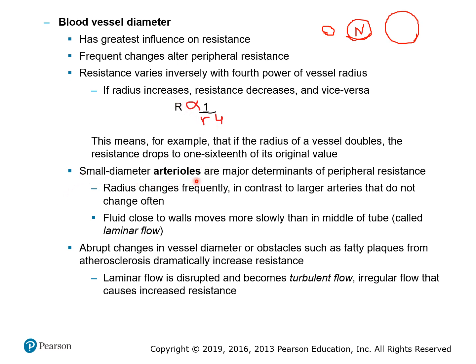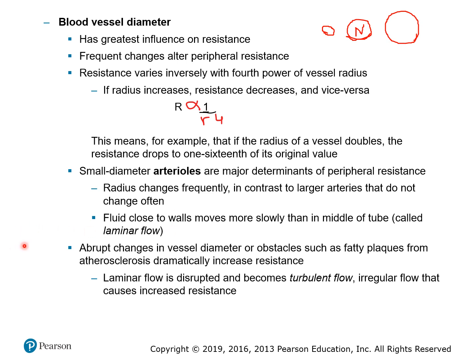Small diameter arterioles are major determinants of peripheral resistance, because we already learned before that arterioles are the vessels which are also known as resistance vessels. So at the level of the arteriole, that is where the maximum resistance is present, and many factors affect the arterioles. Radius changes frequently in contrast to larger arteries that do not change often. So arterioles, their radius changes more frequently.